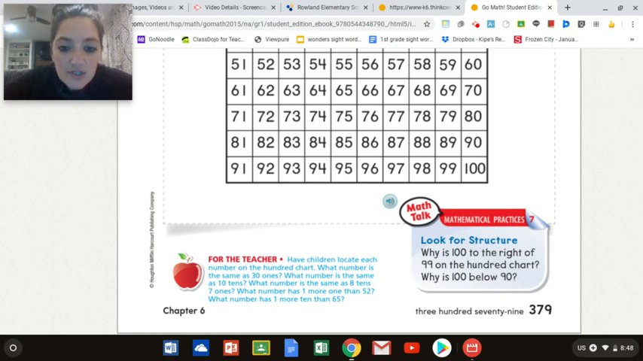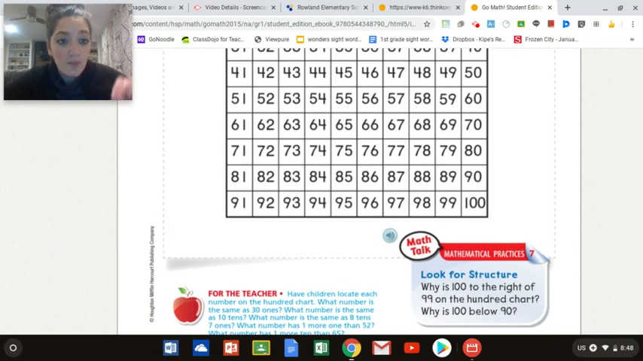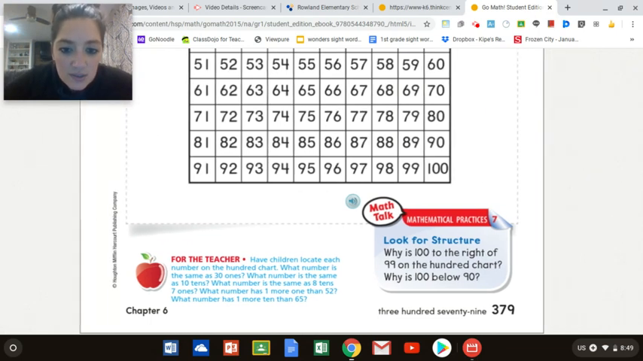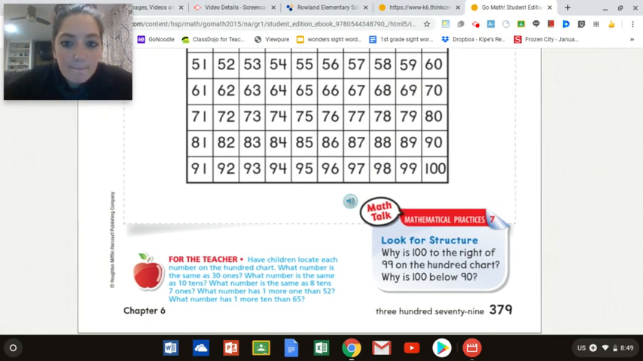Okay, now your next question, it says, what is the same as 8 tens and 7 ones? So remember, the tens number is the first number, the first digit within the number. The ones place is the second number. So I need to know what has 8 tens and 7 ones. So I'm looking for an 8 and a 7. You put those together, our number is 87. So go ahead and color in 87.